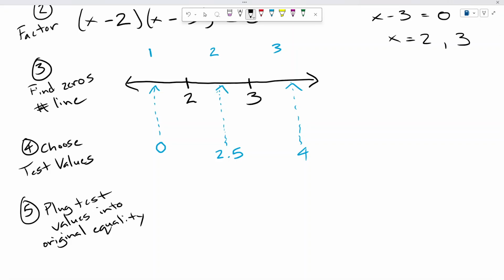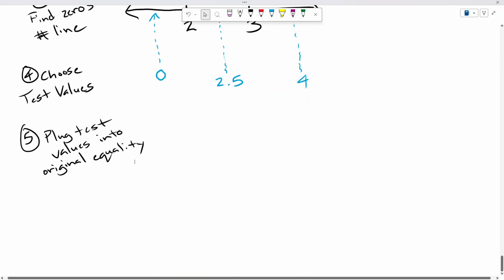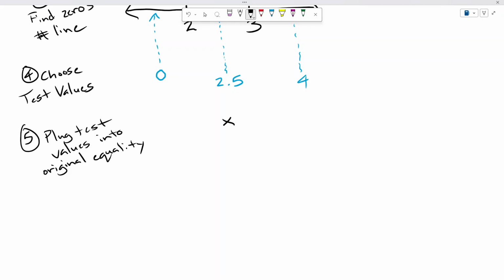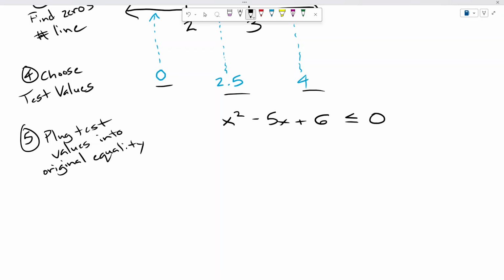rewrite that here. Make sure we can still see our test values. Okay. So our original inequality was, well, we'll do it after we had moved the terms over, obviously. So we'll have x squared minus 5x plus 6 less than or equal to 0. Okay, so that was just after we moved the terms to one side. But this is our original inequality here. So now we're going to take each of these test values and plug them in for x, and we're going to see whether they come out true or not.